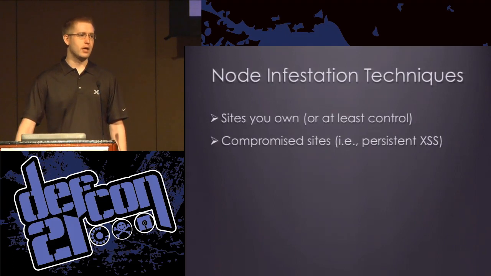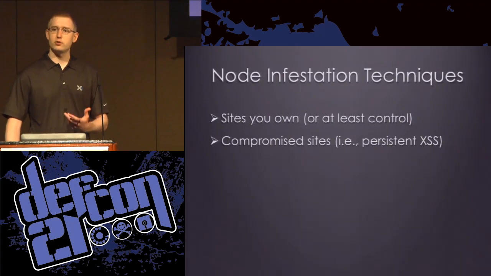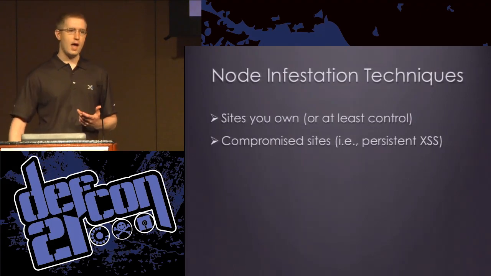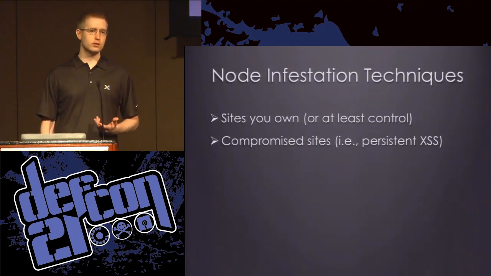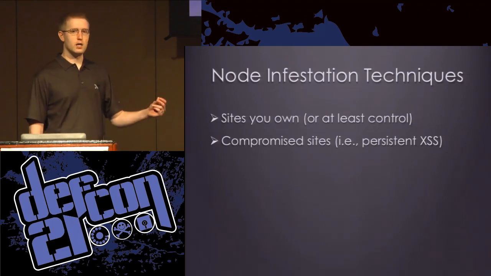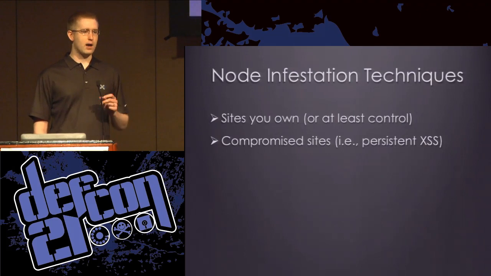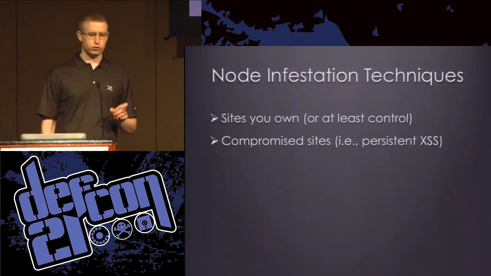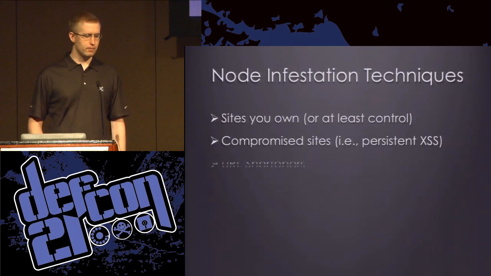So anytime there's a persistent cross-site scripting vulnerability where we can store a piece of JavaScript on the site that is executed every time somebody visits that particular site, we can include every visitor to that compromised site in our botnet by adding that piece of persistent JavaScript onto the compromised site.